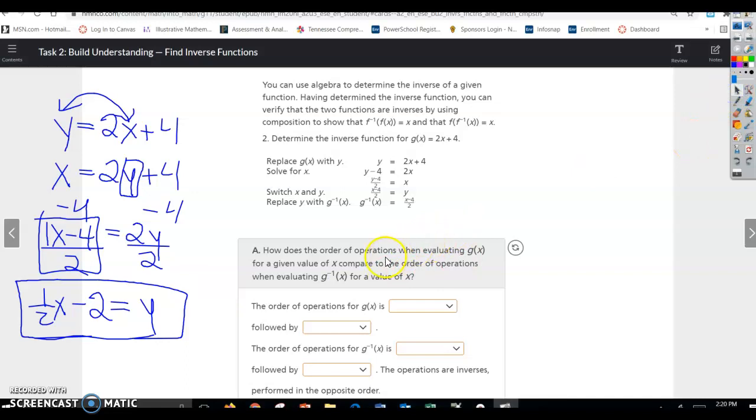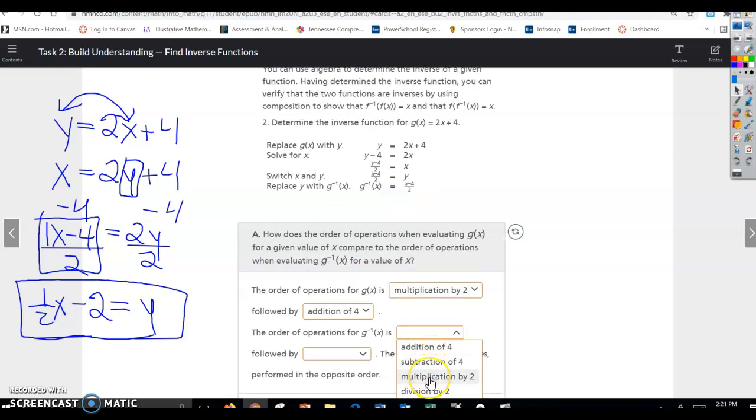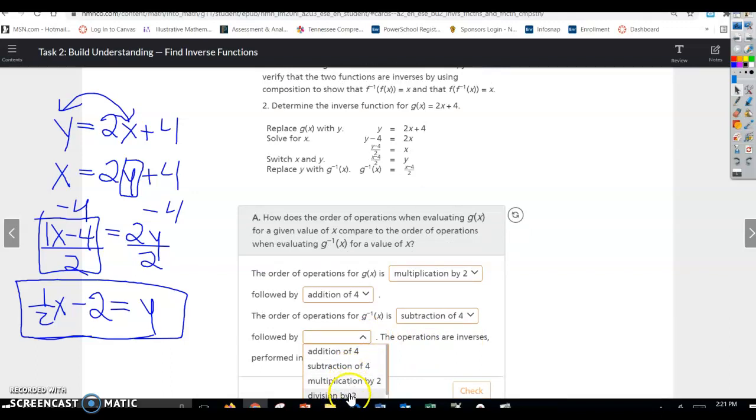How does the order of operations when evaluating g of x for a given value x compare to the order of operations when evaluating g inverse of x for a value of x? So the order of operations of g of x, what does g of x tell us to do? It tells us to multiply x by 2 and then add 4. So we're going to multiply by 2, followed by adding 4. G inverse tells us to take x and subtract 4 and then divide by 2.